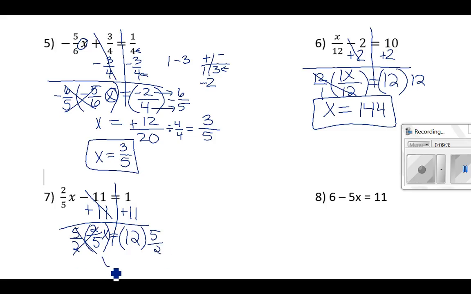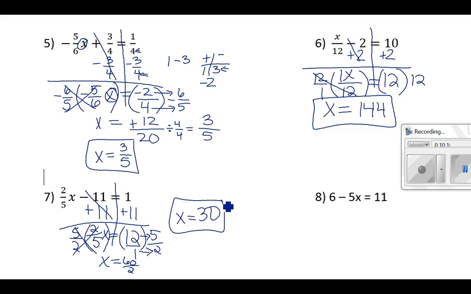This cancels, so I'm left with x equals. I'm going to make 12 into a fraction by putting a 1 under it. And then I just have to multiply the top and then multiply the bottom. 12 times 5 is 60. 1 times 2 is 2. I can simplify that. 60 divided by 2 is 30. So x equals 30.